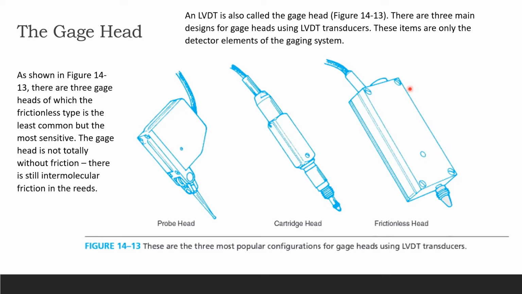There are 3 main designs for gauge heads using an LVDT transducer inside. These items are only the detector elements of the gauging system. You have your probe head, your cartridge head, and your frictionless head. They are the 3 most popular gauge heads. They're electronic and use LVDT transducers.